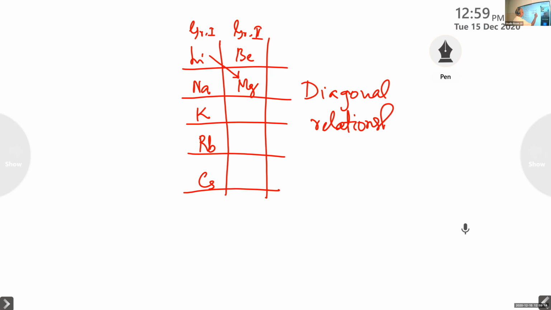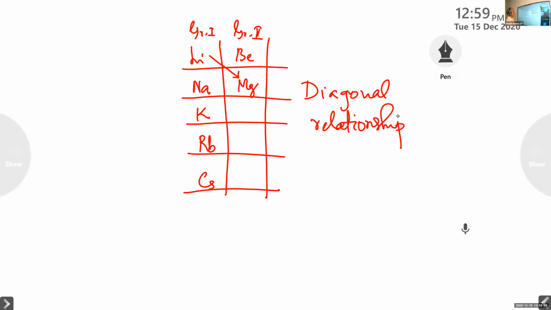The similarity in properties between the diagonally placed elements, diagonally situated elements, is called a diagonal relationship. So here lithium shows diagonal relationship with magnesium, and that is due to the similarity in size as well as charge by radius ratio.